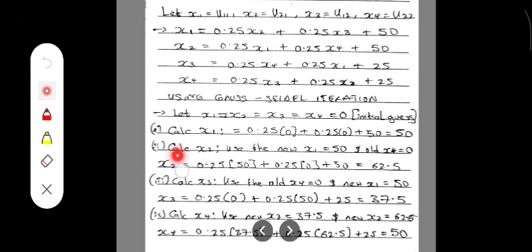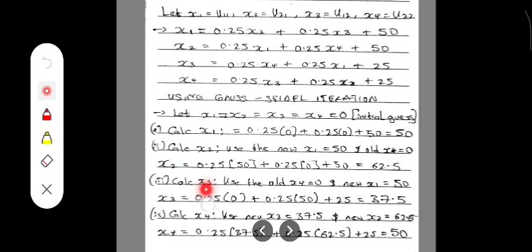Now when we want to calculate s2, we have two variables, s1 and s4. Now that we already have a new value for s1, we'll be using that new value. So to calculate s2, we'll use the new value for s1, which is 50, and the old value for s4, which was initially 0. Now we'll substitute that into the equation. We have 0.25 multiplied by 50 plus 0.25 multiplied by 0 plus 50 constant here, and that will give 62.5. Now we have a new value for s2.